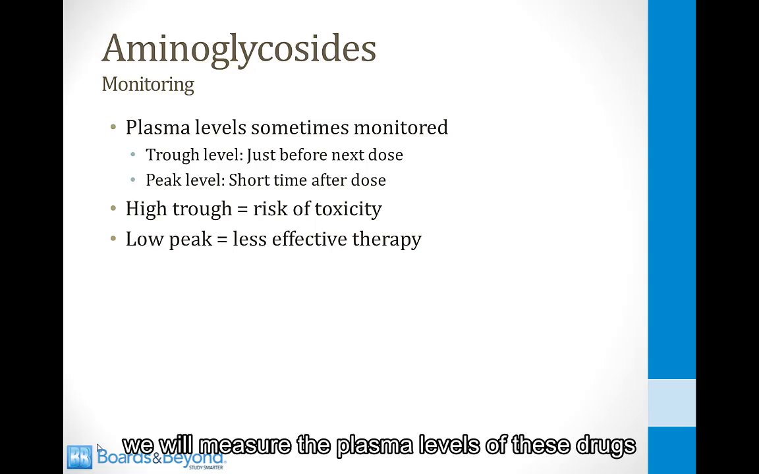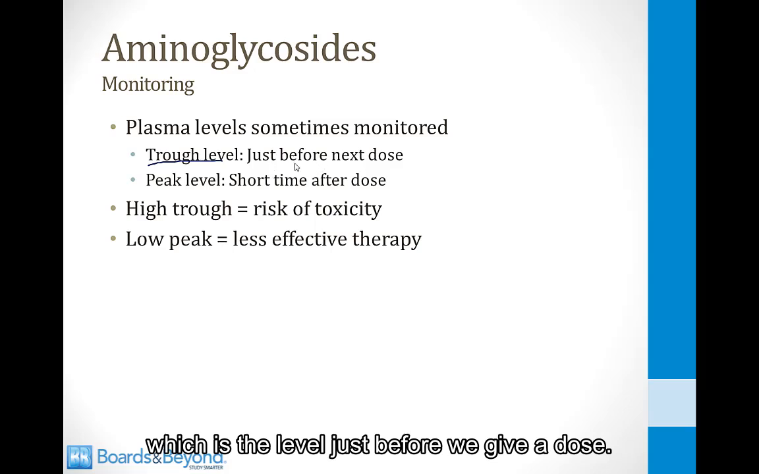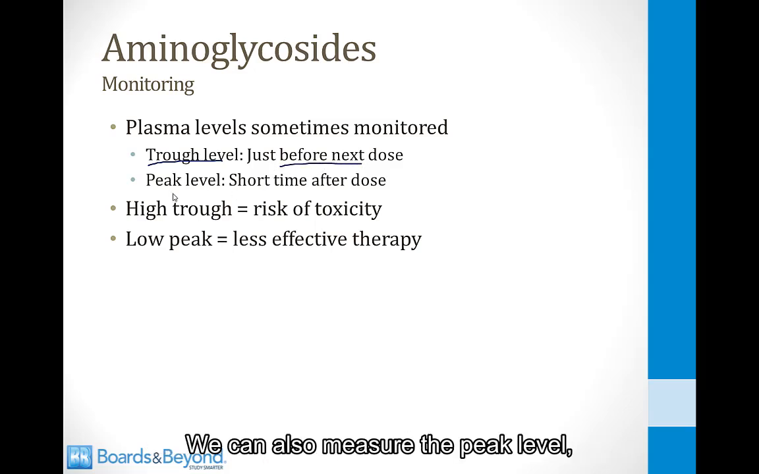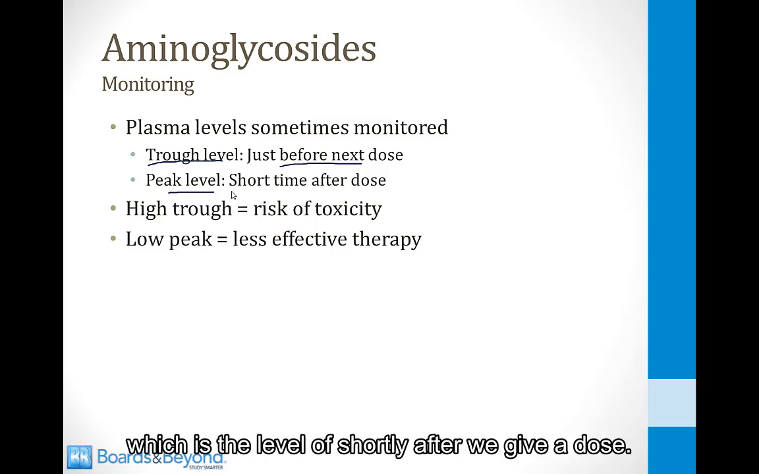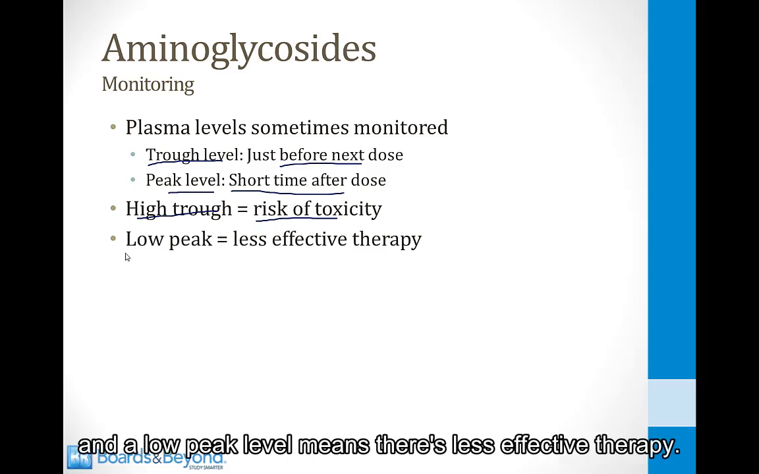Sometimes in the hospital, we will measure the plasma levels of these drugs to make sure they're at effective levels and to also reduce the risk of toxicity. We can measure a trough level, which is the level just before we give a dose. We can also measure the peak level, which is the level shortly after we give a dose. A high trough means there's more risk of toxicity, and a low peak level means there's less effective therapy.